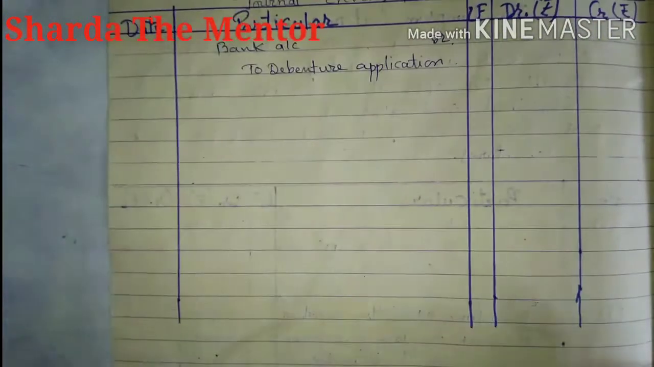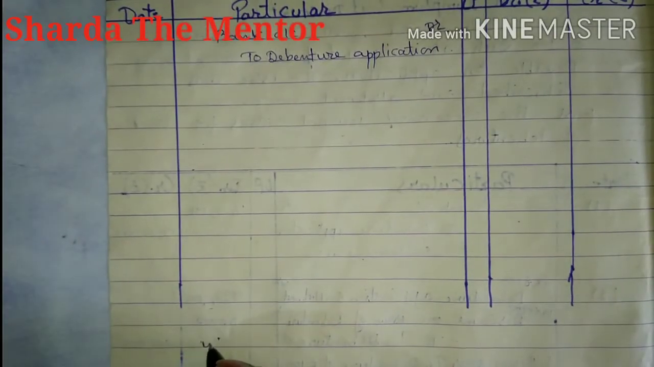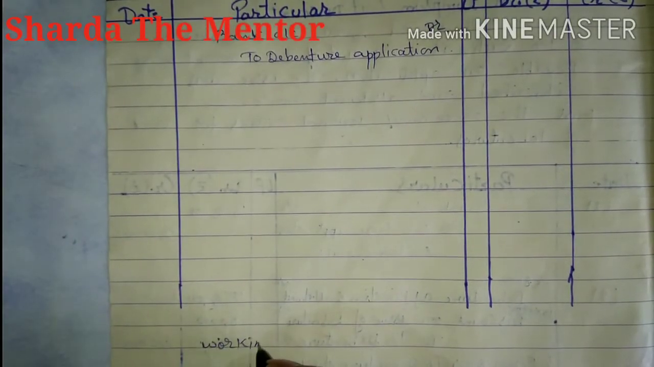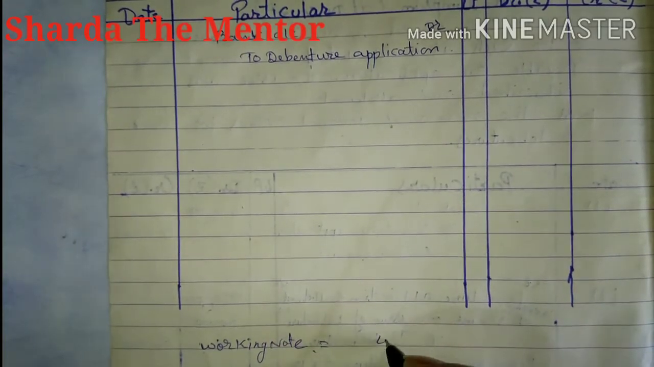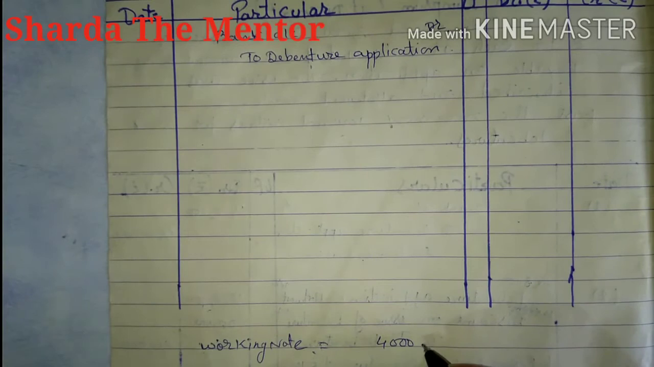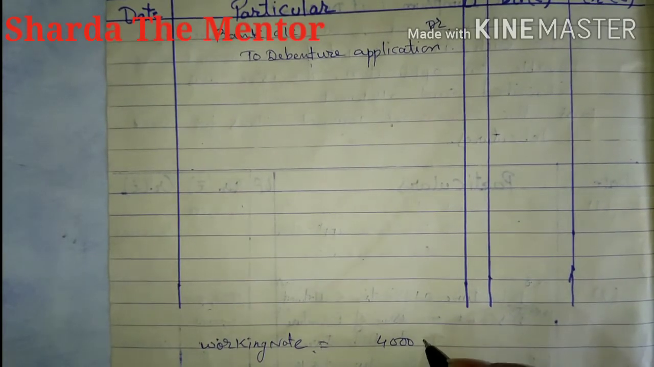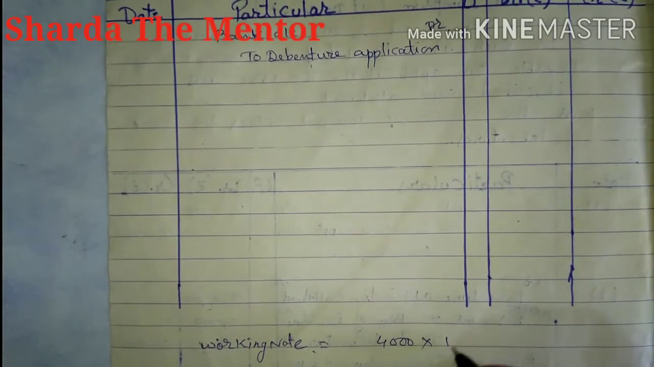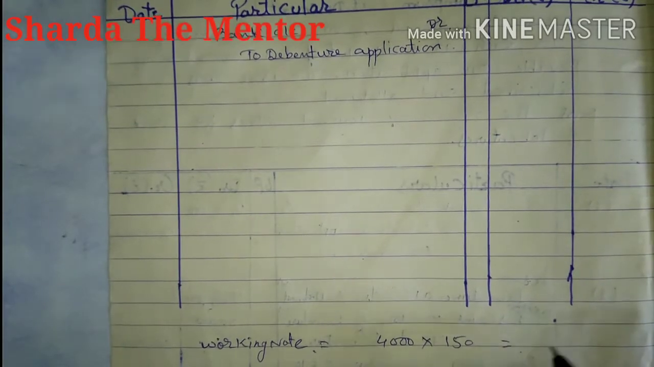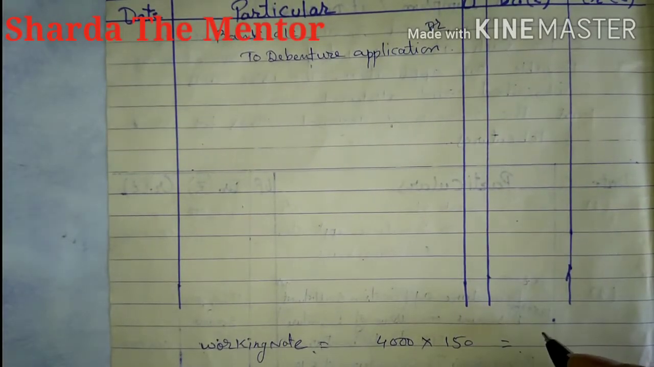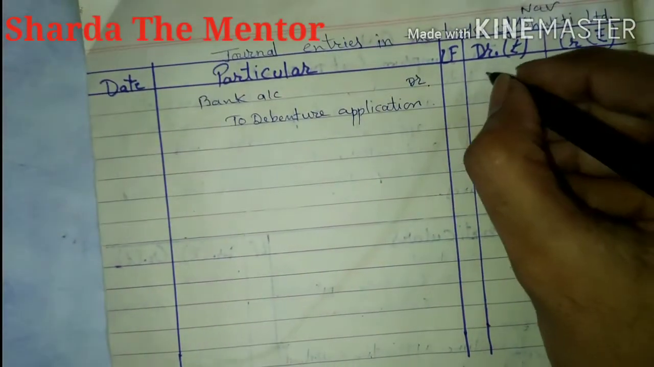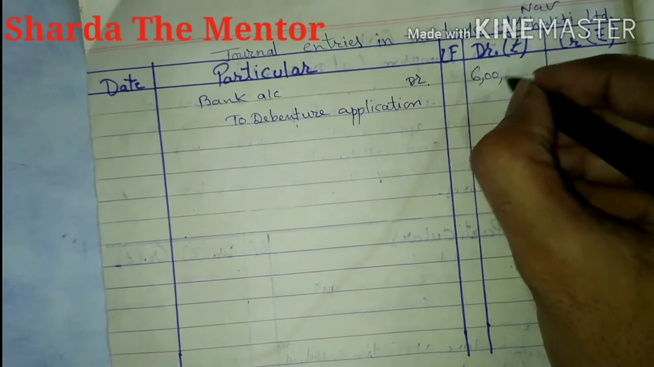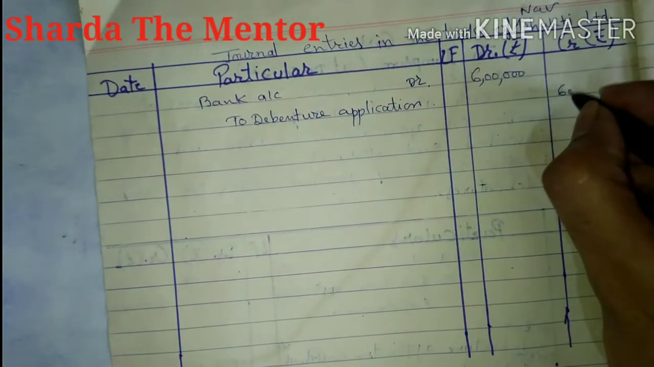In the working note you can show 4000 debentures, 100 rupees is the value, so at 100 rupees value you multiply by 150. So the total amount is 6 lakh. That 6 lakh will be transferred from the bank account to the debenture application account. So that amount we have transferred here.